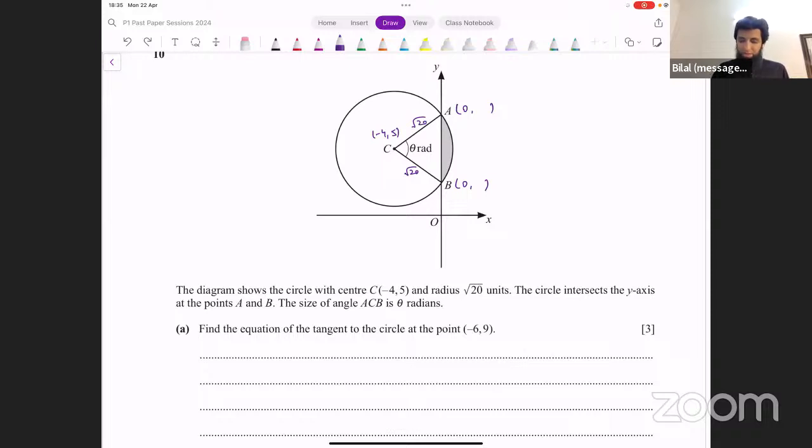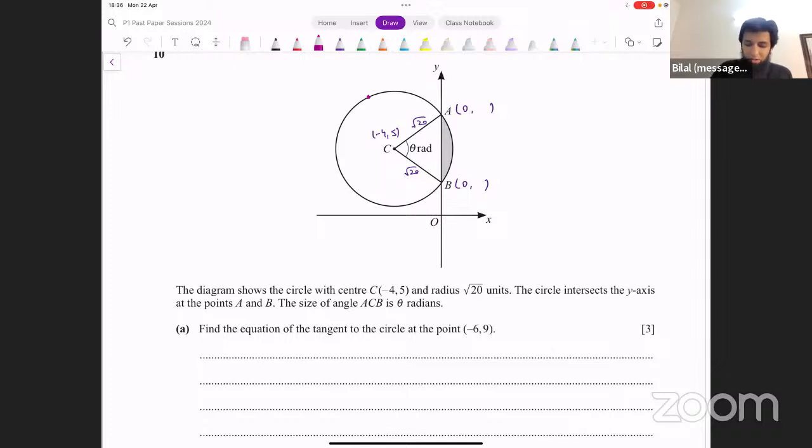Where's the point minus 6, 9? Since the center is minus 4 and 5, minus 6 is going to be to the left of this and above somewhere. So maybe somewhere around here. Let's say the point minus 6, 9 is around here. We need to find the equation of the tangent at this particular point.